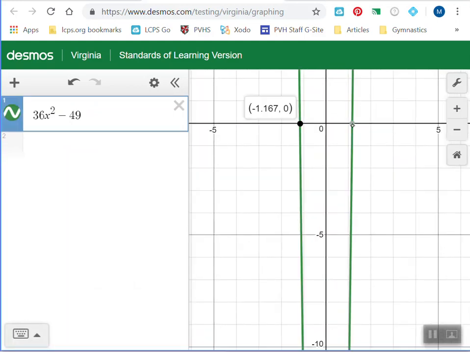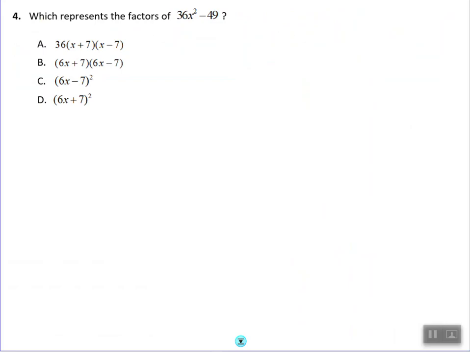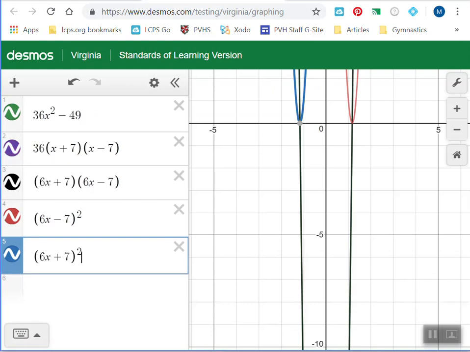If I click on the x-intercepts, I get 2 decimals. I'm going to go ahead and write those down. I have negative 1.167 and positive 1.167. Now, it would be easier if it gave us these x-intercepts as fractions, but we don't have that. So let's go ahead and type the answer choices into Desmos. So here we have our equations.